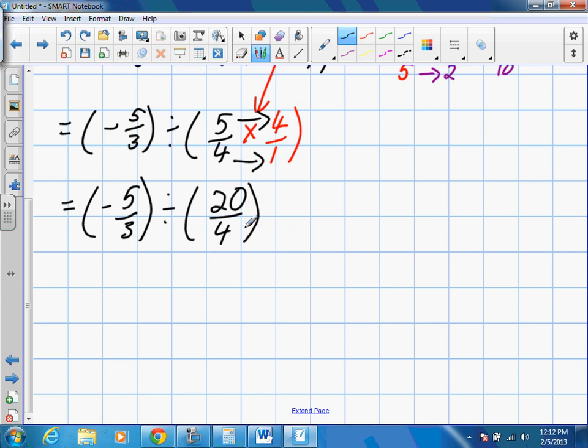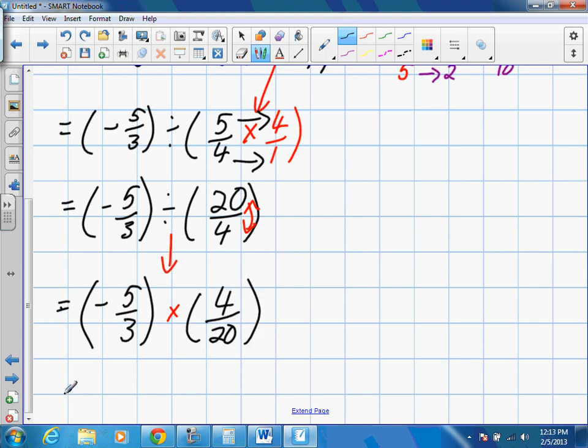Okay? So, again, because this is division, we're going to apply those rules once again. We have negative 5 over 3. We're going to change that to a multiplication sign. And we're going to invert or flip that fraction. So this now becomes 4 over 20. We then apply our rules for multiplication.